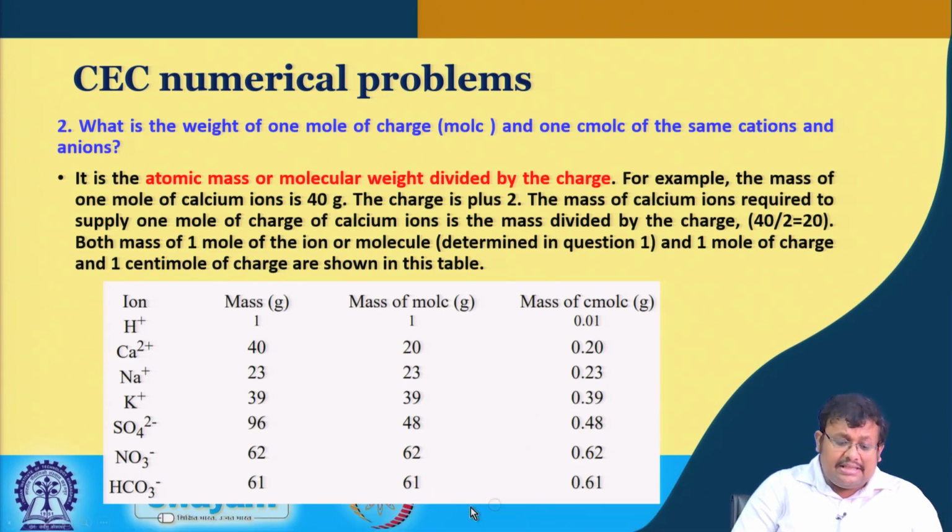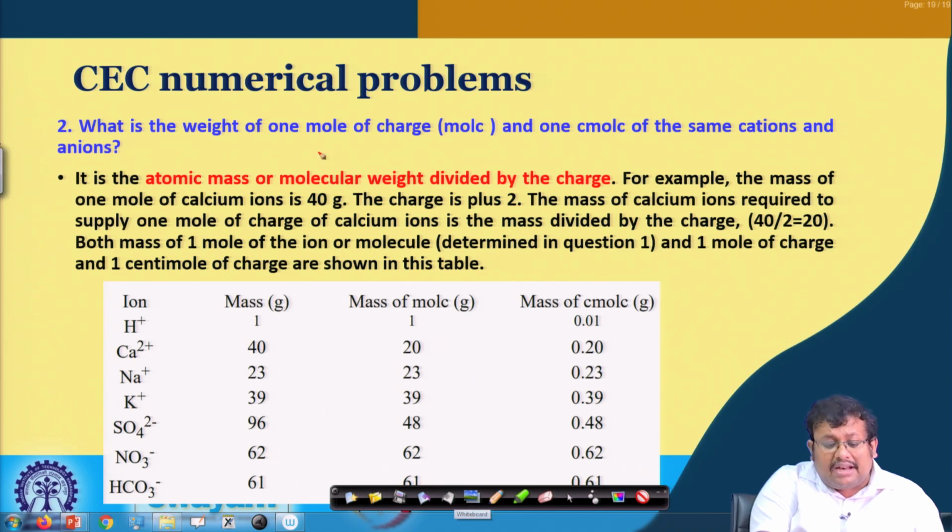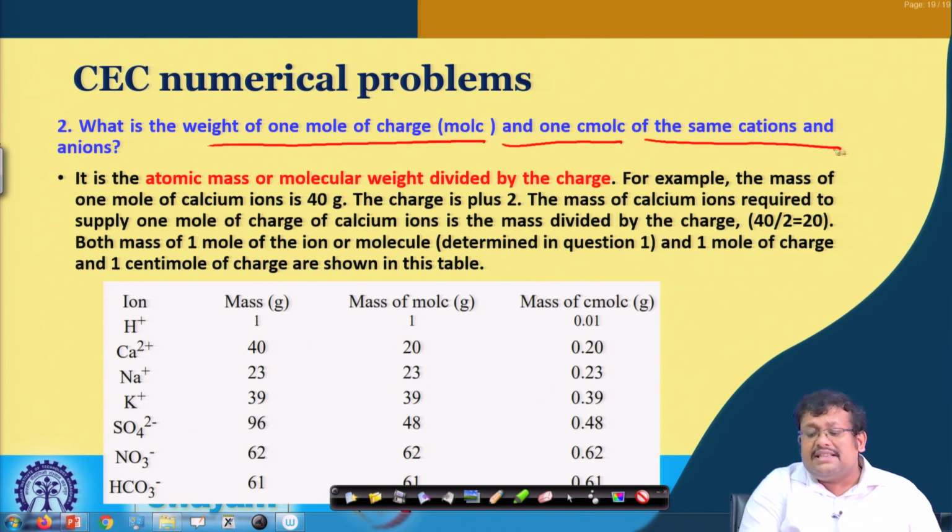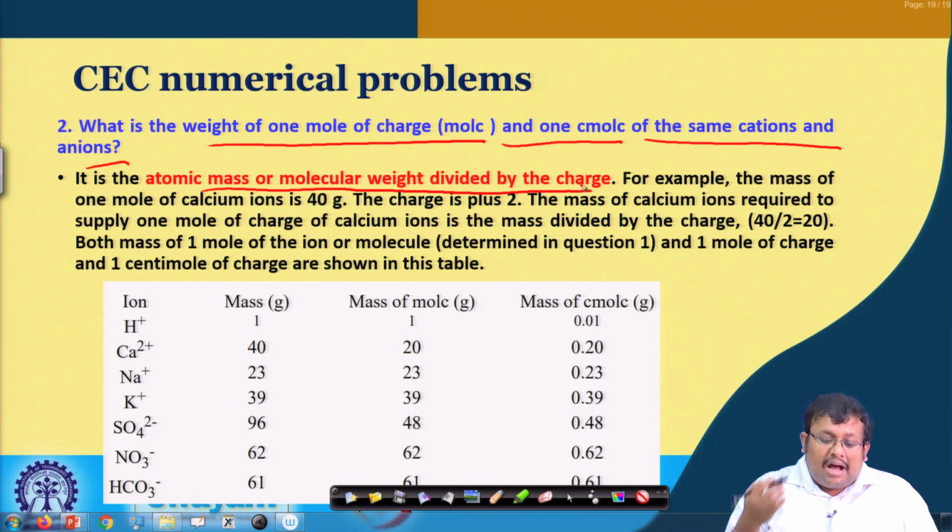Now, the second question is, what is the weight of 1 mole of charge? Now we are going into the molar charge. So, what is the weight of 1 mole of charge and 1 centimole of charge of the same cations and anions? It is the atomic mass or molecular weight divided by the charge, we know that. For example, 1 mole of calcium atoms gives 2 moles of charge. So, to calculate it, we have to divide the molecular weight by the charge or the valency to get 1 mole of charge.